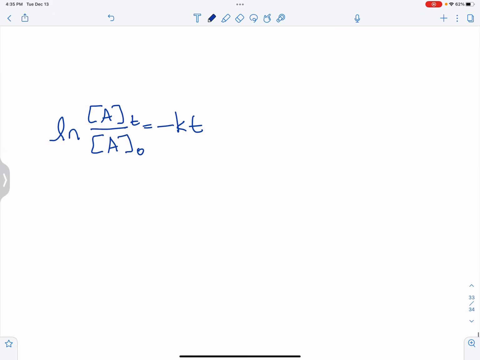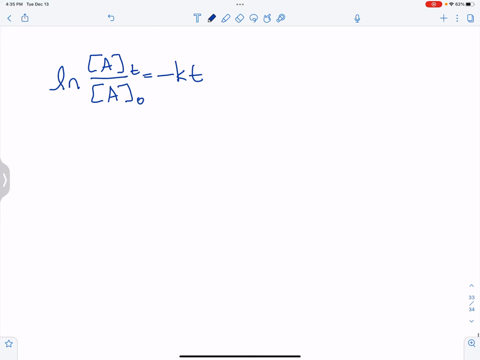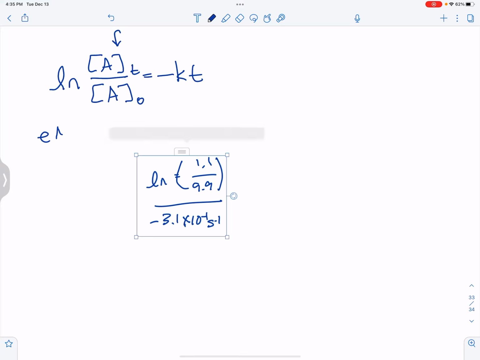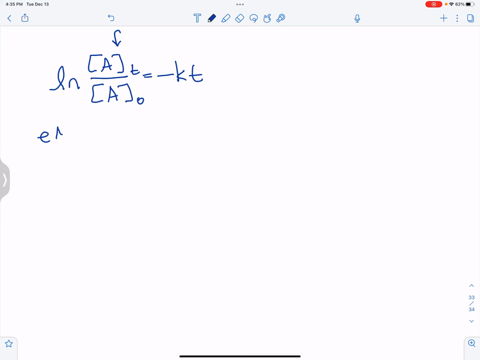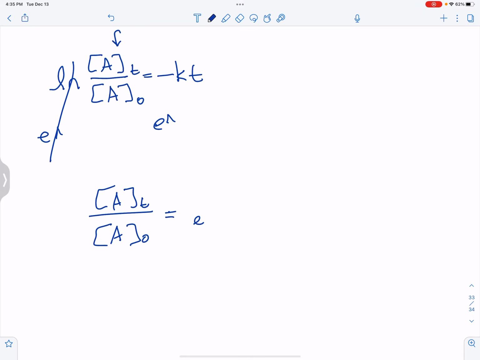One more thing, because you can plug stuff in, right? If you need to solve for something inside the natural log, just like all the other times, you're going to do e to both sides. Whoops. So e to both sides. And then what that does is that cancels that out. So that you just have the A of t over A0 equals e to the negative kt.